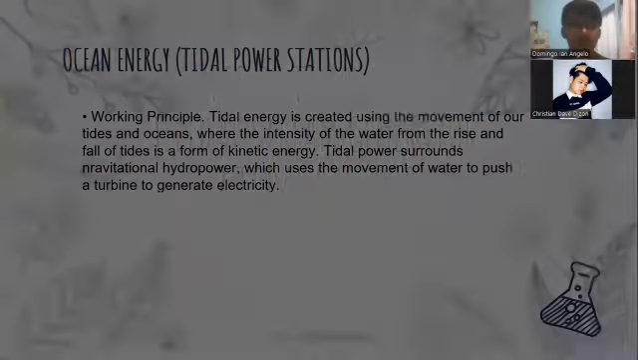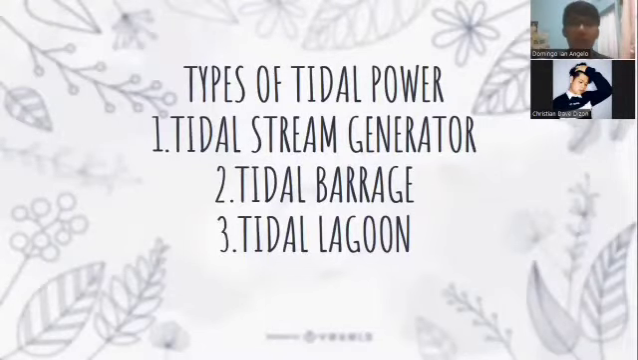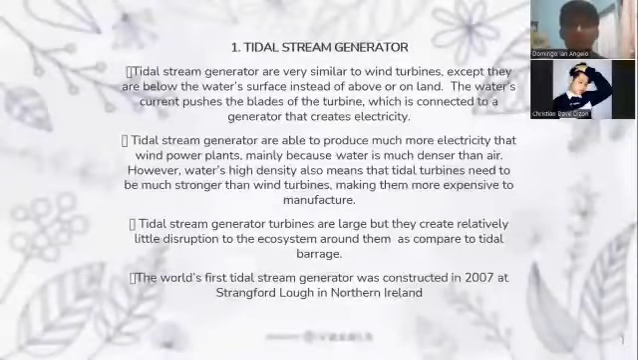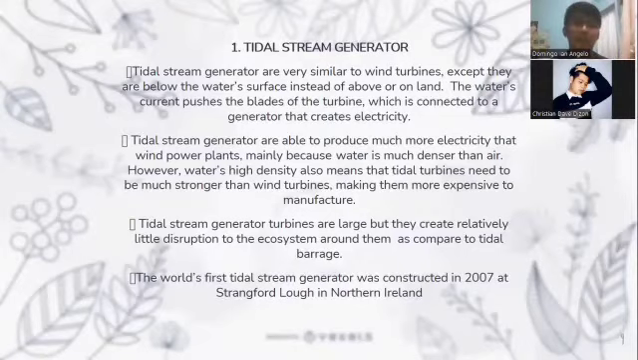So, ganun lang. So, meron tayong tatlong types of tidal power. Ito, isa na nga rito yung tidal stream generator, tidal barrage, and tidal lagoon. So, first is the tidal stream generator. So, ano ba yung tidal stream generator? Tidal stream generators are very similar to wind turbines. So, sabi ko kanina, parang wind turbines lang sila, yung gaya ng mga windmills sa may Ilocos, except they are below the water surface instead of above on land. The water current pushes the blades of the turbine, which is connected to a generator that creates electricity.